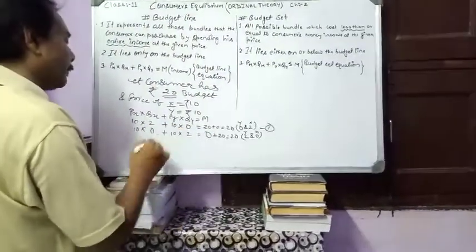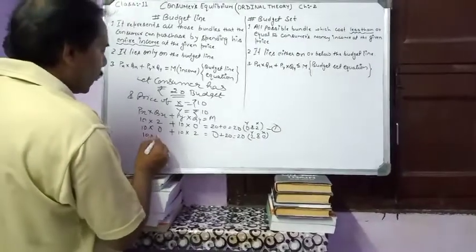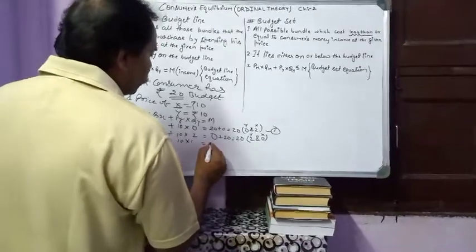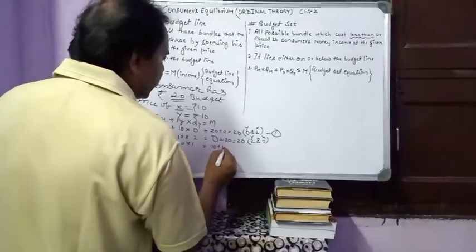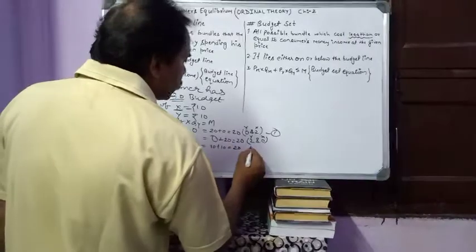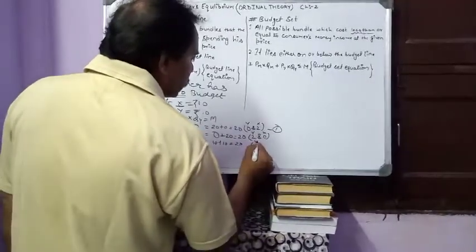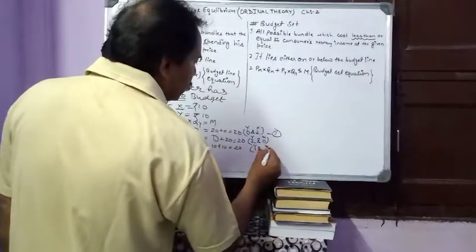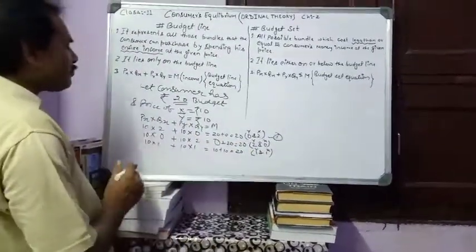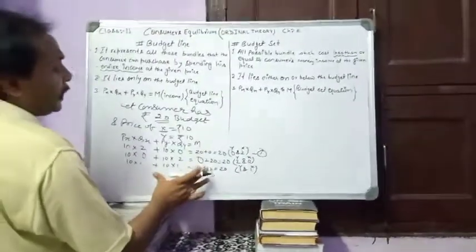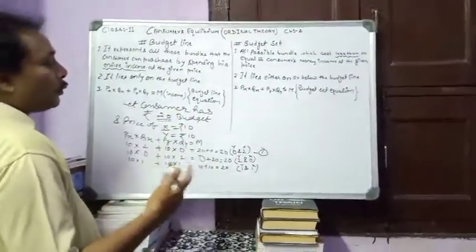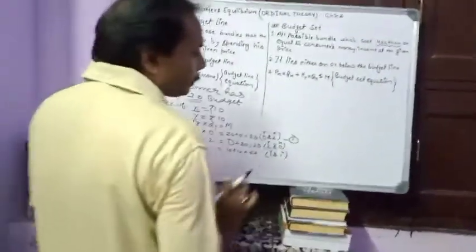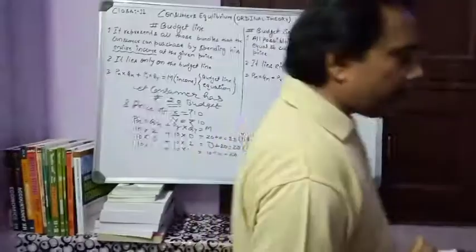Suppose he wants to take both. So 10 into 1 plus 10 into 1 is equal to 10 plus 10, which is equal to 20 rupees. So 1 unit is of commodity Y and 1 unit is of commodity X. In this way, you can determine how much quantity you want to buy from the given income. It can also be explained with the help of the following diagram.